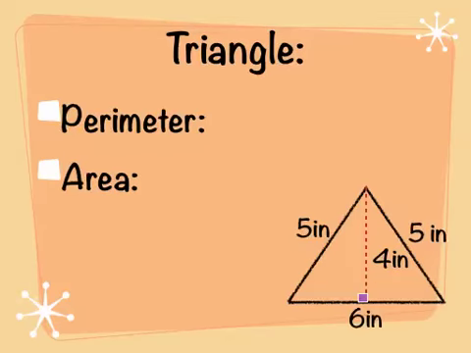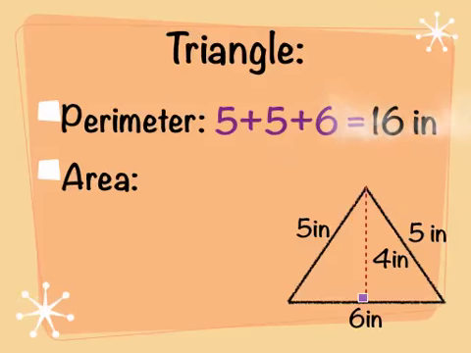An example, to find the perimeter, we're going to add up the side lengths. Notice it's 5 plus 5 plus 6. 4 is not a side length because it's not measuring the length of the outside of the triangle. 4 is the height because it's going through the center of the triangle. The perimeter of this would be 16 inches.